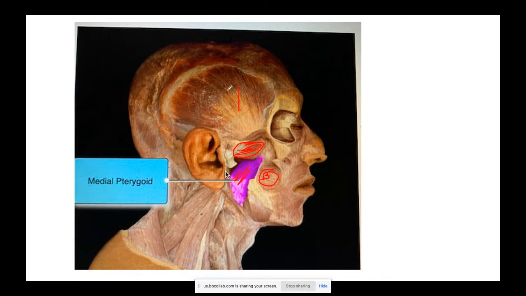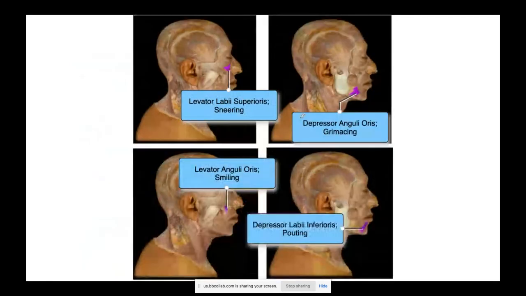Okay. This is the temporalis, occipitalis, frontalis, nasalis. Okay, there are a few others that we can see, and here I put the actions, what they do as well. So some muscles are like a sneering type of look, some is like grimacing, some do help you smile, and some give you a pouting look, you know, bringing your lips down, and that's your depressor, right? Depression, not smiling, but, you know, frowning.